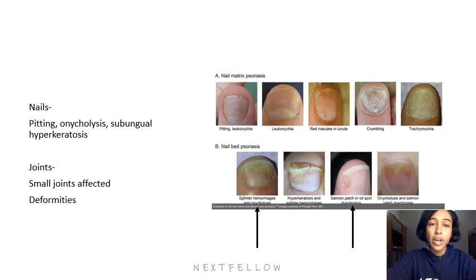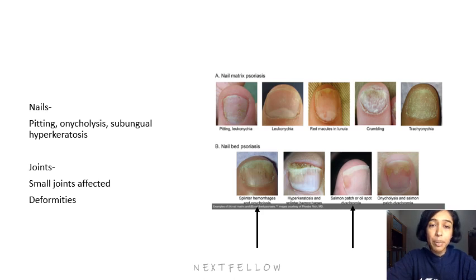Nail changes in psoriasis are many. So I've just shown you a diagram of all the various nail changes you can see. Most common and classical will be pitting. Okay, that is thimble pitting of psoriasis. So usually that's a uniform pitting.